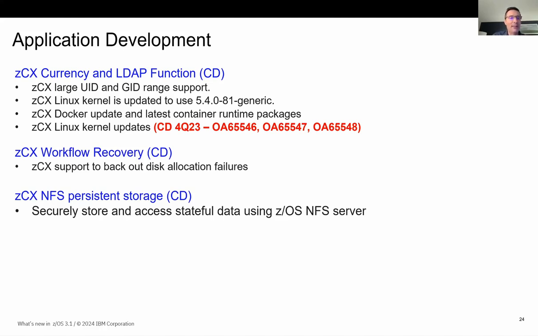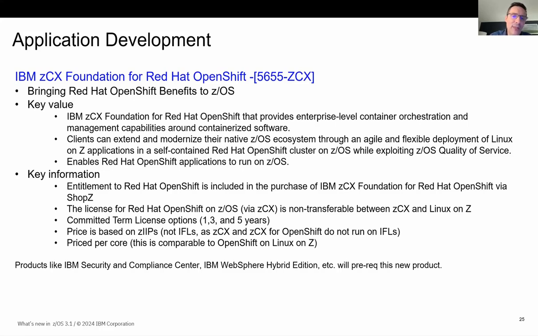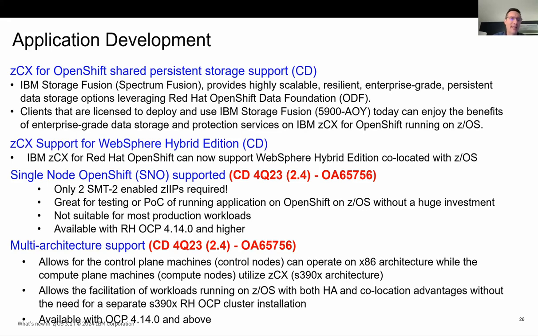So very cool capabilities. And then in March of 2022, we introduced zCX Foundation for Red Hat OpenShift. This allows you to run an OpenShift cluster natively on zOS. We've seen a lot of folks in the last year or so really start leveraging zCX for OpenShift on zOS. Again, it's the same OpenShift that runs on x86 in public cloud or on-prem, or that runs on Linux on Z. You can also run it on zOS natively. So really powerful capabilities.